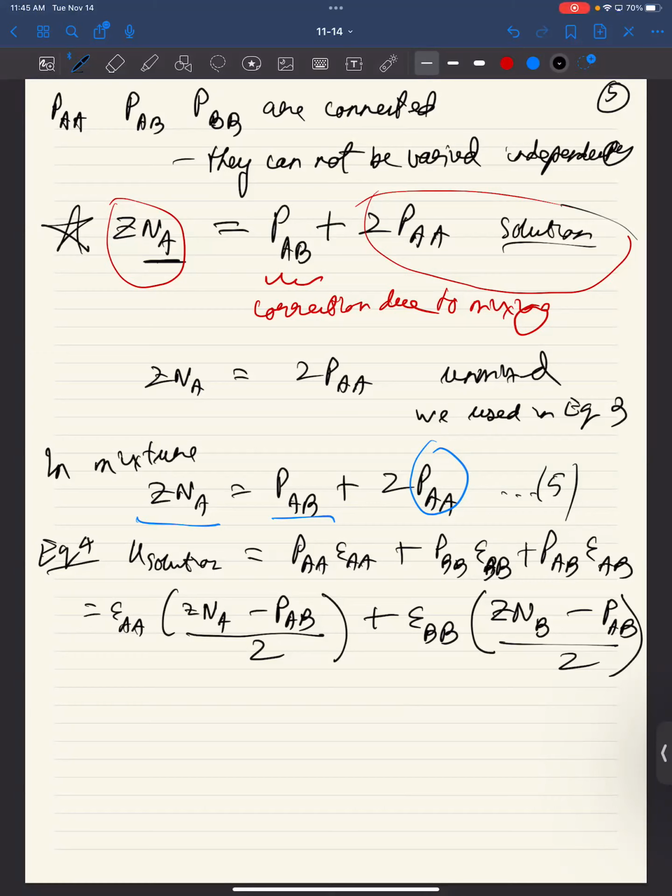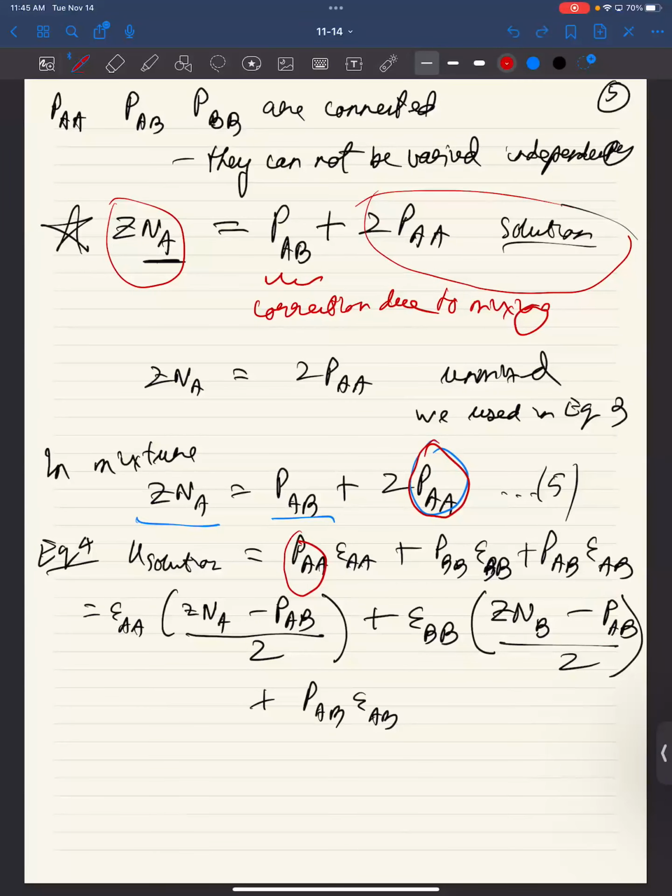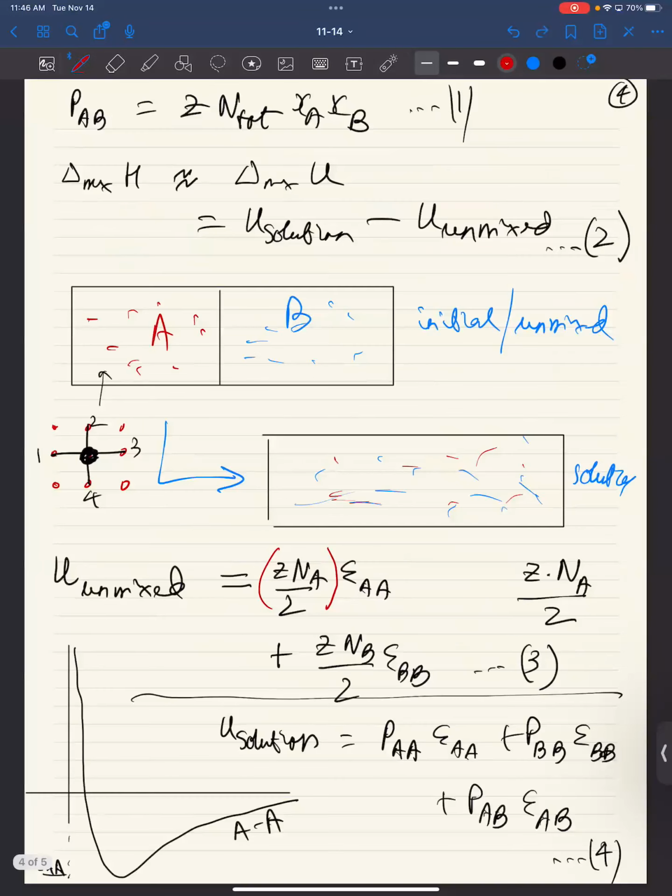So plus PAB epsilon AB. Okay, so all I have done is to replace PAA using this equation and PBB using a similar equation. How did you calculate P? No, we don't know how to calculate P. That's what we are doing. We are going to get rid of it. All we know is how to calculate PAB.